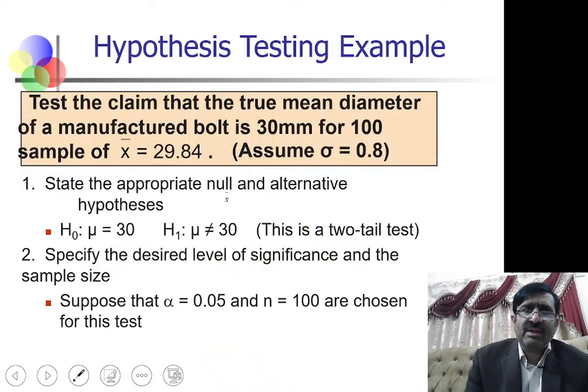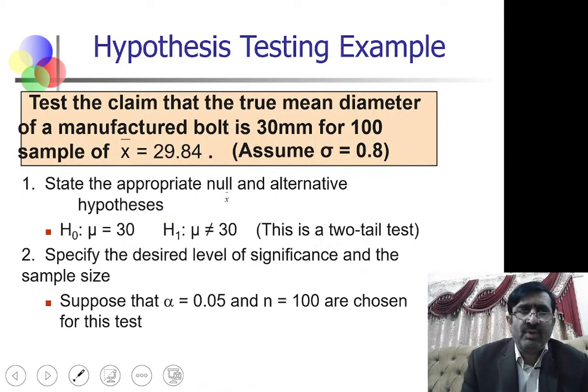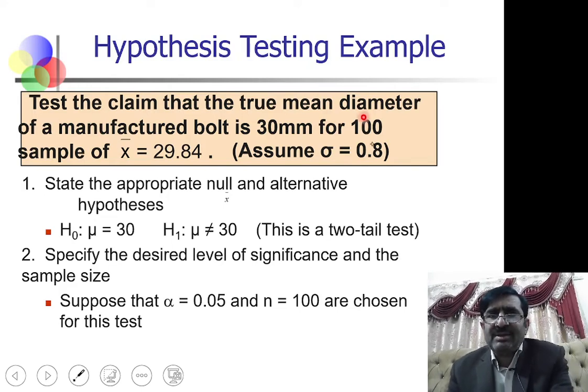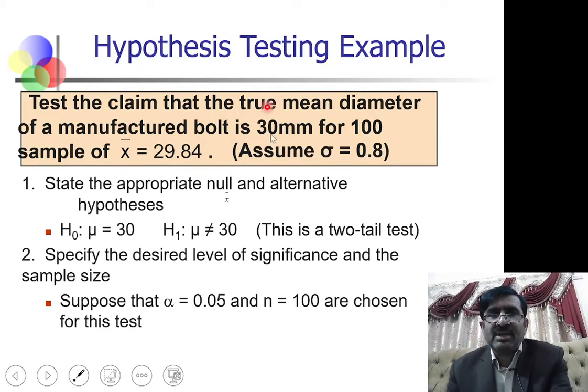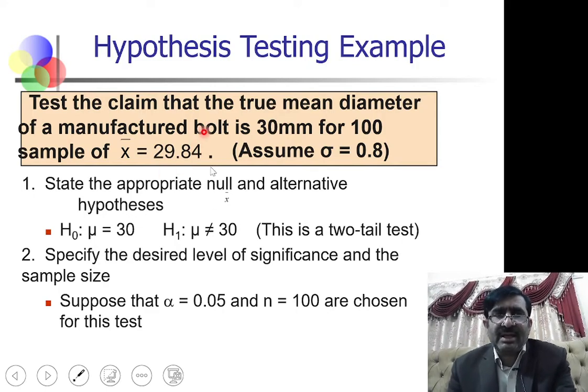Okay, let's have a question for better understanding, and we will solve it accordingly. The question is: test the claim that the true diameter of the manufactured bolt is 30. Remember that 30 is the given value for the population. The sample average is 29.84. We consider that the population mean is 30, and we get some sample whose mean is 29.84.